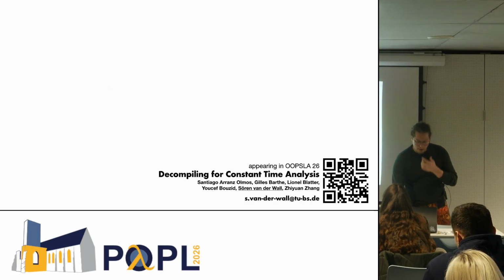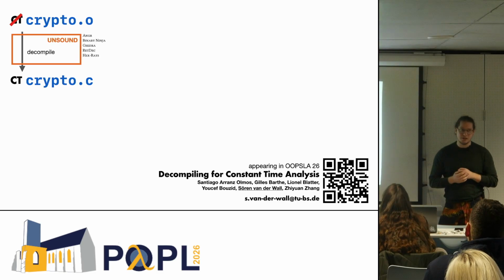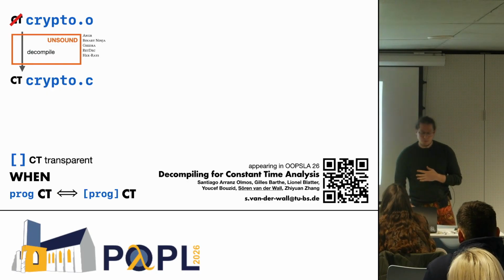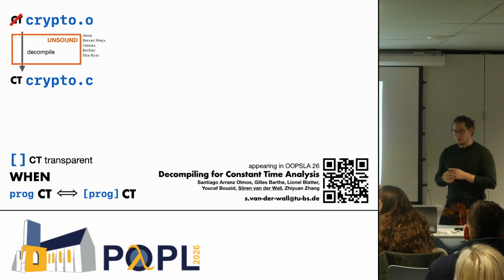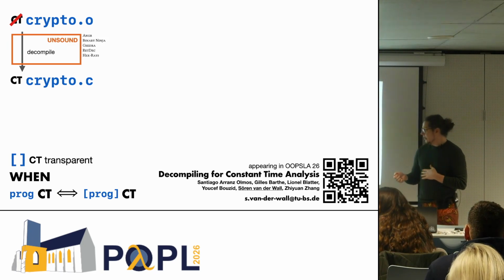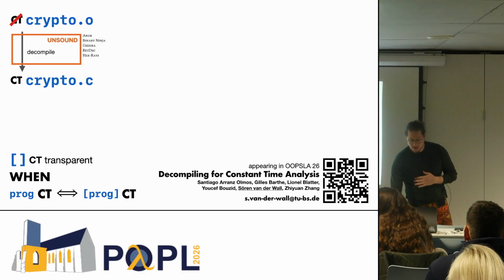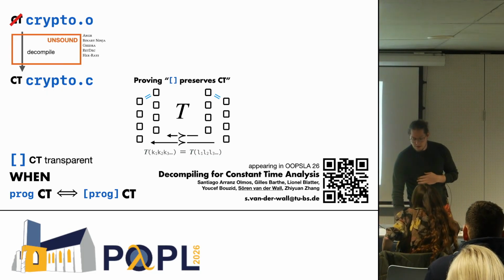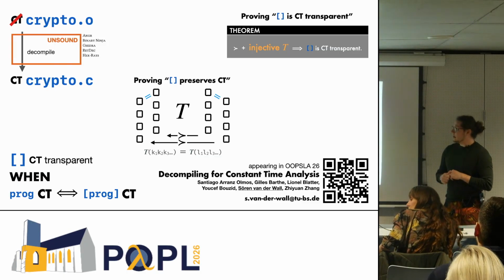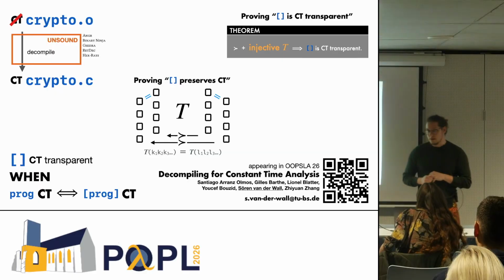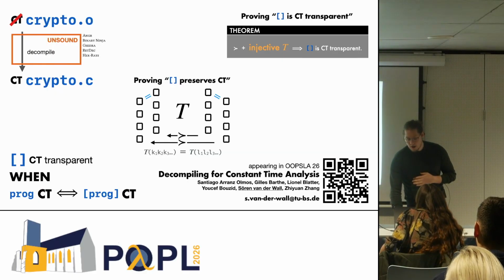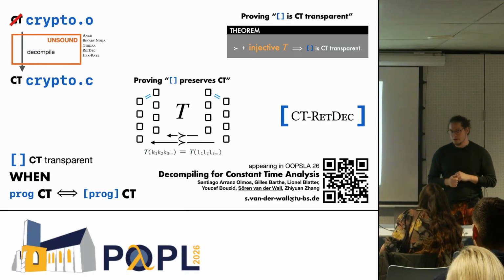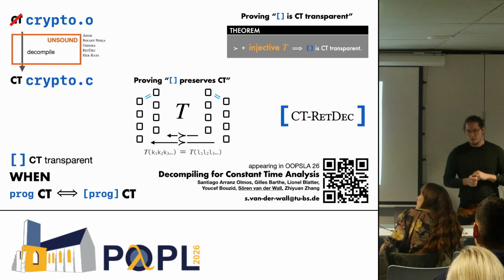To wrap up, we've seen that decompilation for CT analysis is generally unsound. We have seen a formal property that we can employ for the transformations that we do prior to analysis that will guarantee sound results. We have seen a recap on how one would prove preservation. And we have seen that injectivity of the leakage transformers is sufficient to gain transparency. And then we have seen how we can use the idea of transparency to make a more transparent decompile-then-analyze approach.